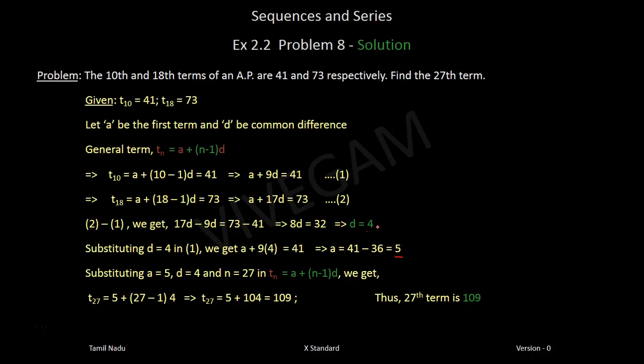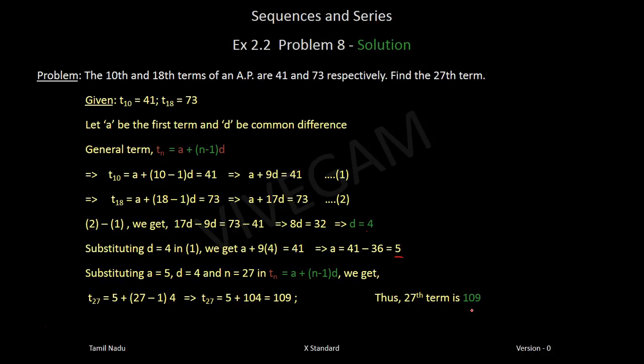We have the value of D equal to 4. Substitute these values in the generic formula Tn equal to A plus (n minus 1) into D. We have to put A as 5, D as 4, and n as 27, because we want to know the 27th term. So T27 will be equal to A, which is 5, plus n equal to 27, 27 minus 1 into D. D is 4. Okay, so this becomes 27 minus 1 is 26. So 26 into 4 is 104. So 5 plus 104, that's equal to 109. Thus the 27th term is 109.